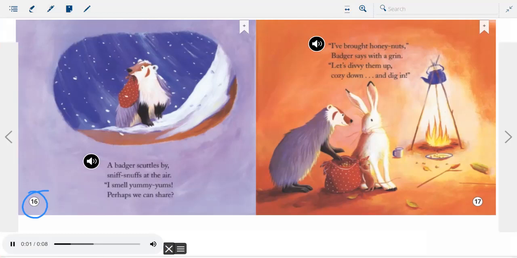"I've brought honey nuts," Badger says with a grin. "Let's divvy them up, cozy down, and dig in." All right, so what does Badger do? He goes into the cave. So do you remember why he goes into the cave? Over here on page 16, it says, "I smell yummy yums." He smells something yummy. So when it says Badger scuttles right here, that means he moves quickly with short steps.